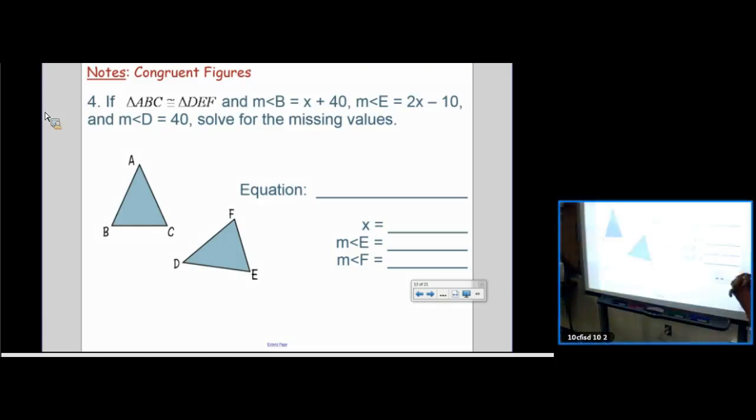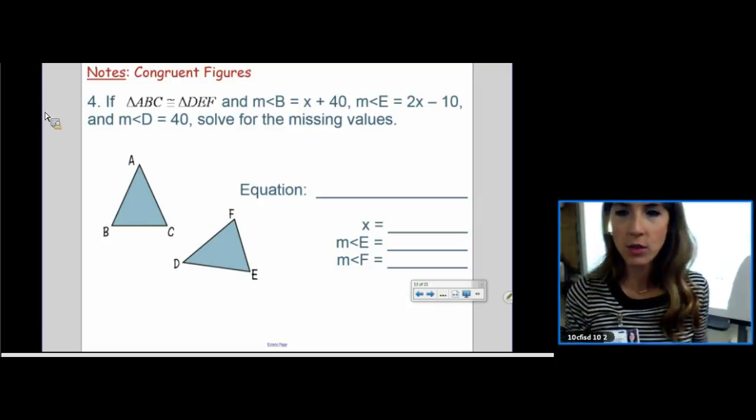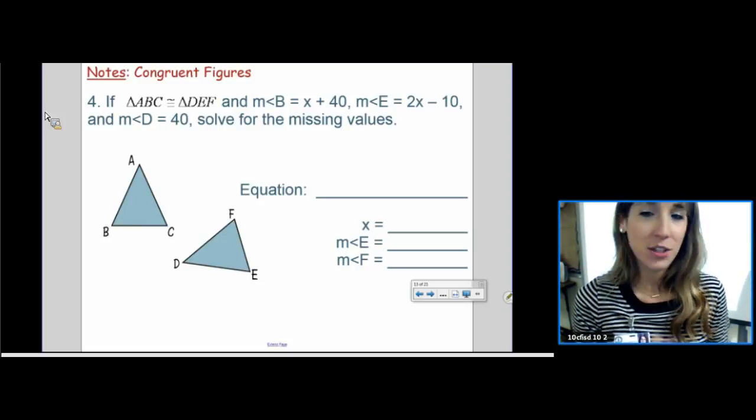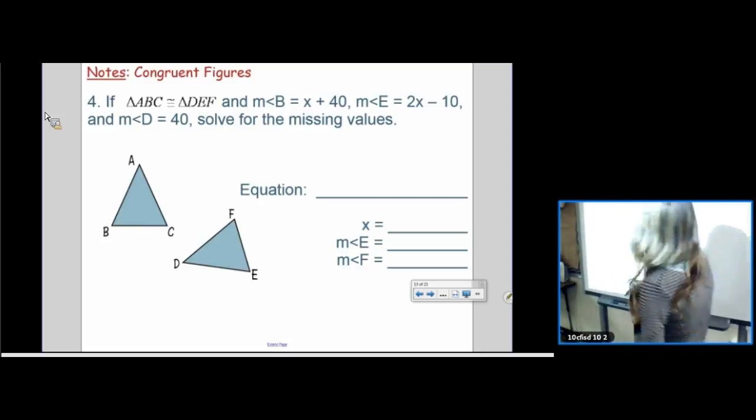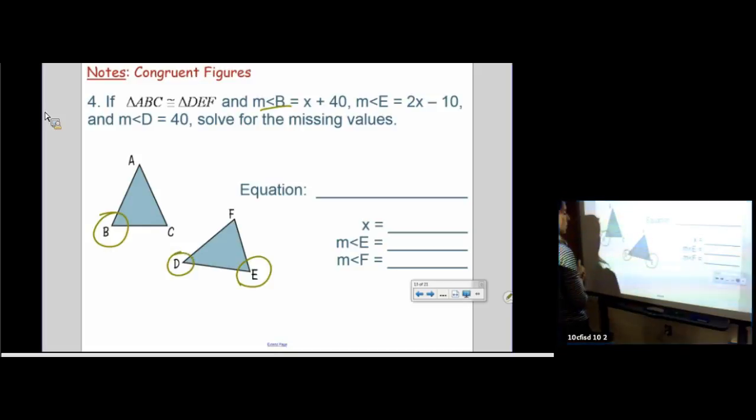We'll do this one real quickly as well. They gave us 3 angles, and I don't want you to jump to the conclusion that, oh, if I have 3 angles, I add them up to equal 180. Because sometimes we do and sometimes we don't. Let's see which 3 angles we were given. Angle B, angle E, and angle D. Those were the ones we were given.